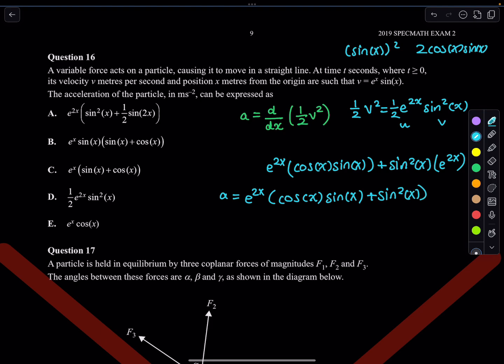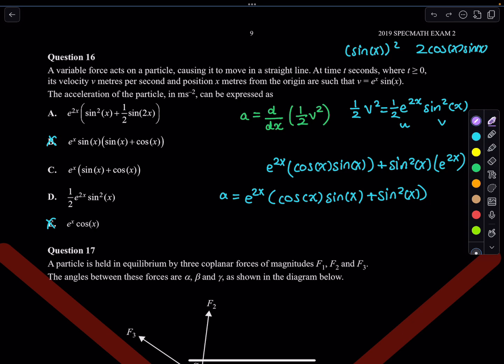So which one looks like that? It's not B because this one's e to the x, and ours is e to the power 2x. It doesn't look like that one either. It's e to the 2x, and I think we need to simplify it. Which one would it be? Let's have a look at the first one first. The first one has e to the 2x. We have a sine squared, but then they're saying it's half sine 2x.